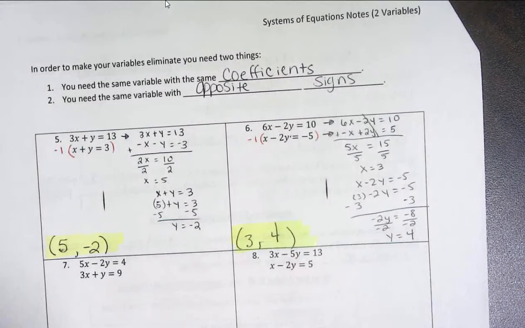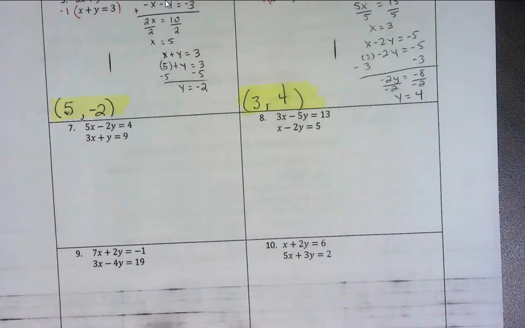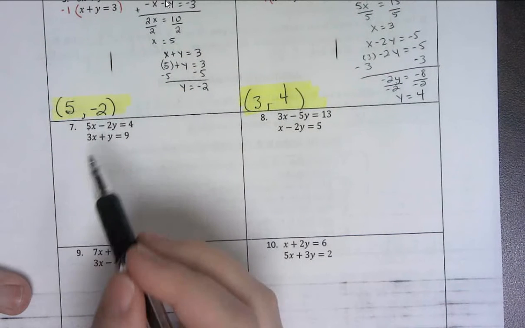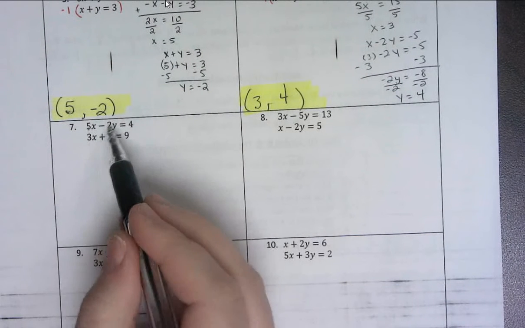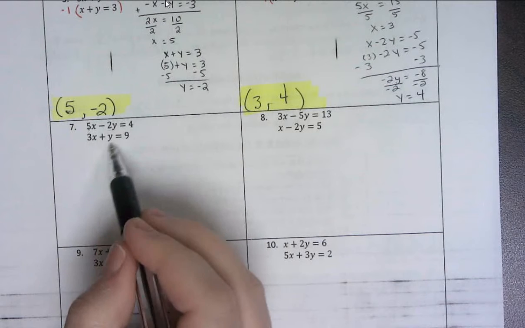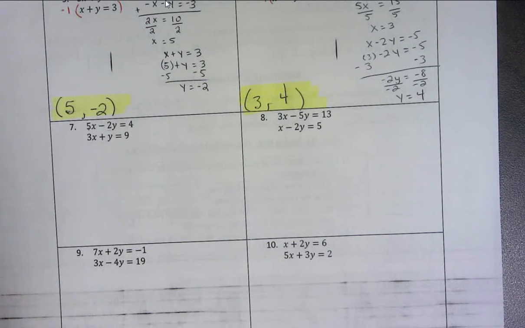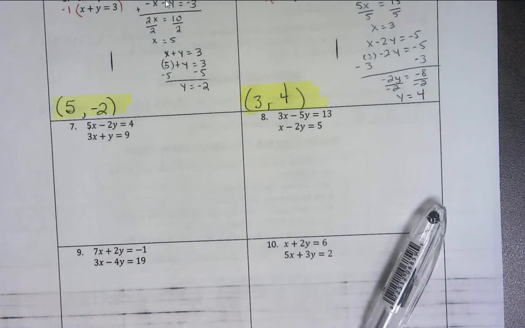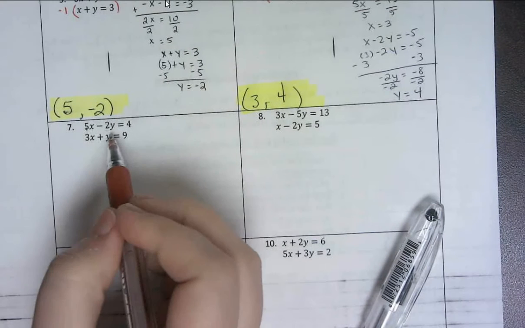All right. So now let's look at number 7. So notice here, none of them have the same coefficient. But you notice that your y's, this one is a negative and this one is a positive, so that's going to be the easiest one to work with. So we're going to want to eliminate the y's.